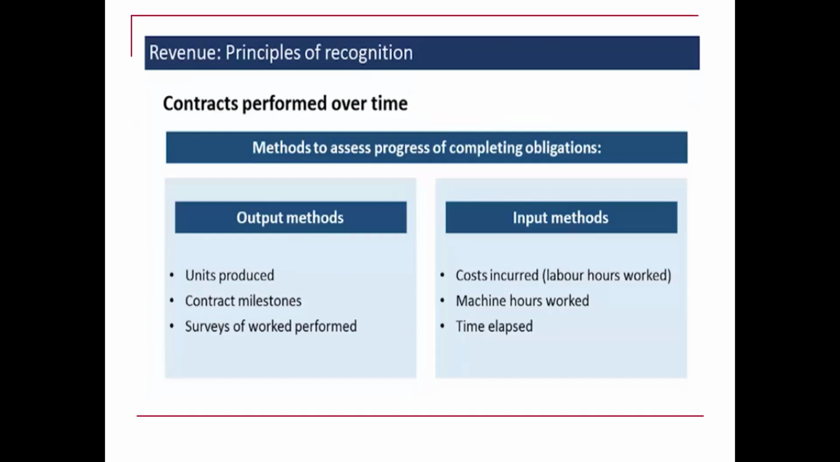Then the input method is not about what we have already produced, but what we have put into the project. So one classic example is using costs incurred. So we costed the job and said perhaps we are going to incur 100,000 to finish this job.